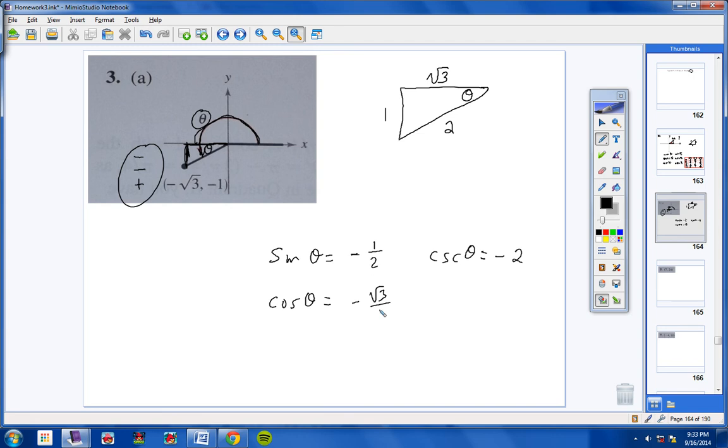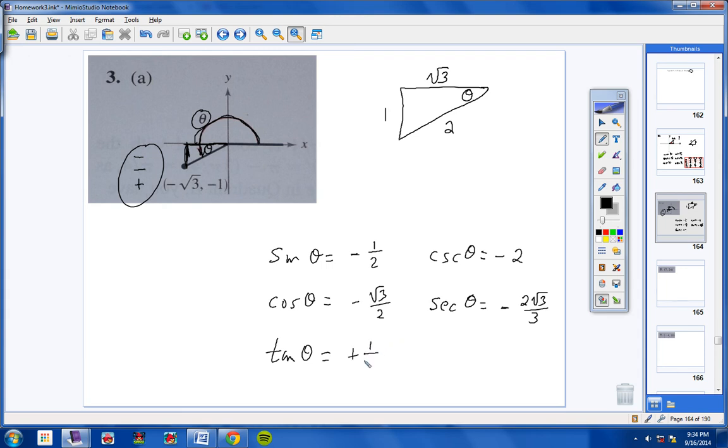And then the reciprocal function secant would be 2 over square root of 3, negative. However, if you rationalize that, you will get 2 square root of 3/3. And you do need to rationalize, okay, students? It's pretty standard for higher level math. Okay, tangent of theta, opposite over adjacent, so 1 over square root of 3, and tangent is positive, so it'll be positive.